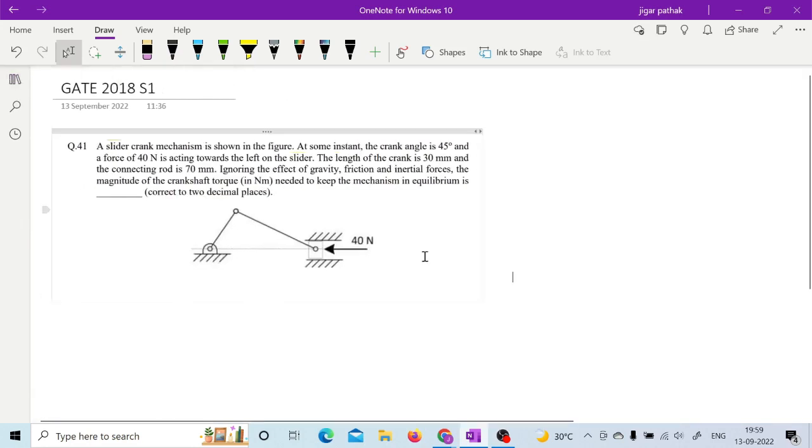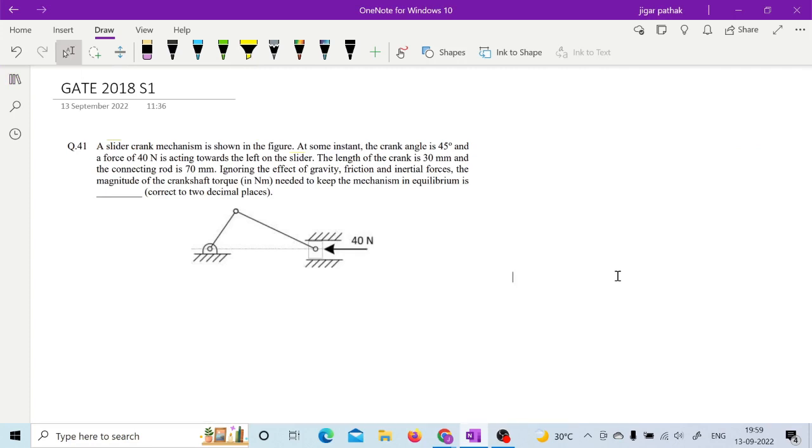So next is from GATE 2018 session 1. A slider crank mechanism is shown in the figure at some instant. Now the crank angle is 45 degree and a force of 40 kilonewton is acting towards the left on the slider. The length of the crank is 30 mm and the connecting rod is 70 mm. Now ignoring the effect of gravity, friction and inertial forces, the magnitude of the crankshaft torque in Newton meter needed to keep the mechanism in equilibrium is, right?